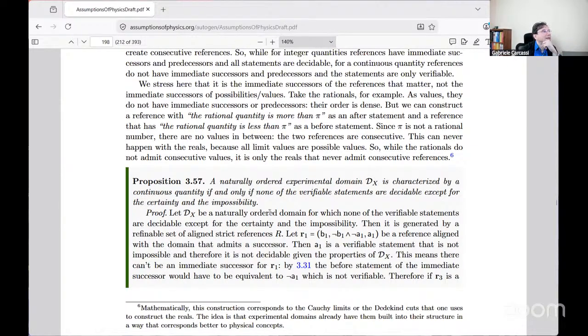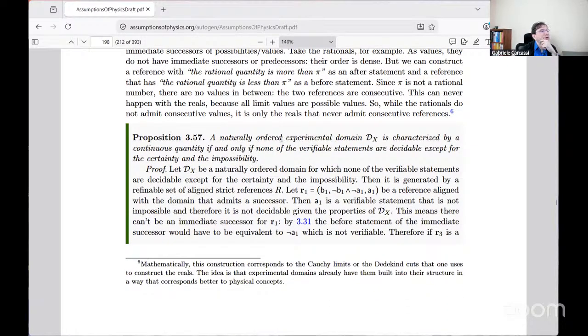And so now we have a slightly different characterization. A naturally ordered experimental set is characterized by a continuous quantity if and only if none of the verifiable statements are decidable except for the certainty and the impossibility. So you can see that they are diametrically opposite to the discrete quantities. For discrete quantities, you have a discrete domain, so every set topologically is clopen, and every assertion that is verifiable is also falsifiable.